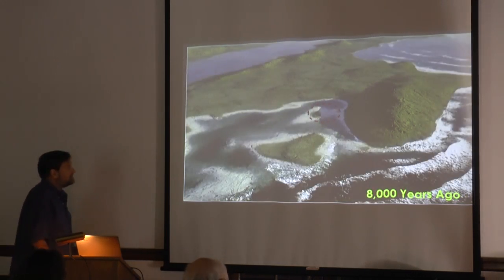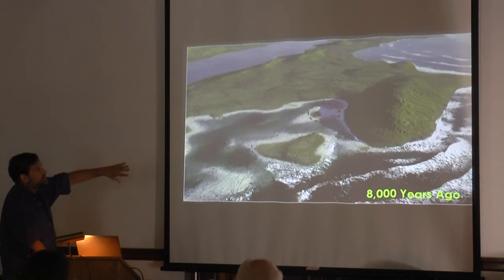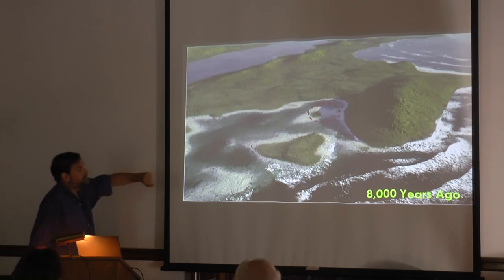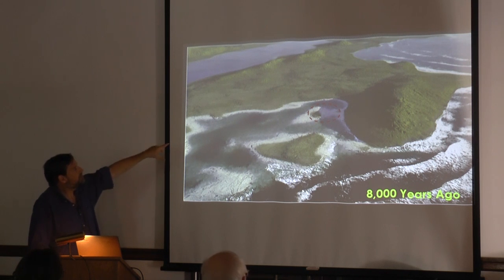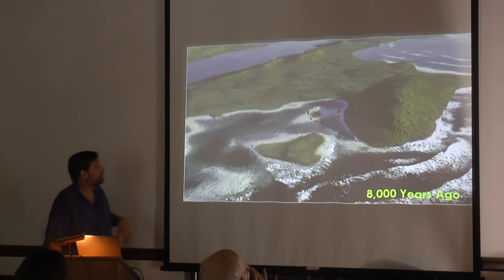So around 8,000 years ago, sea level is coming in. It's about 10 meters below modern sea level. And as the sediments are coming in, they're being added with the shoreline itself, or with the ocean here. And it's essentially created a bay, an embayment in here, and possibly some islands or something.